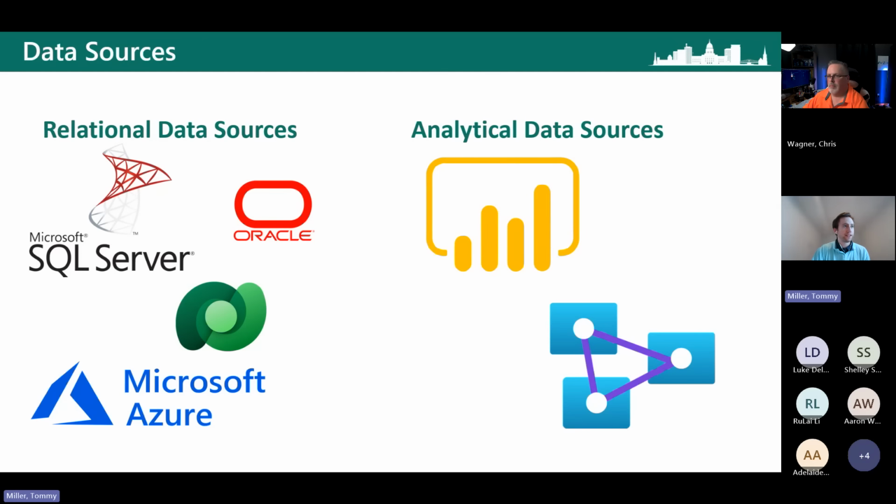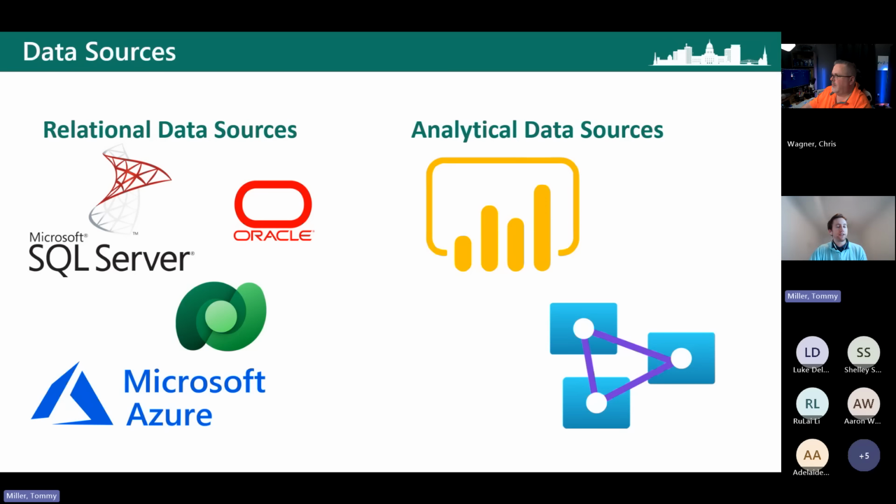And continuing on data sources, you're going to find with paginated reports, you can really connect to most all of the same data sources that you can with Power BI Desktop. So from a relational data sources perspective, we've got our big players like Microsoft SQL Server, Oracle databases, Microsoft Dataverse, and Microsoft Azure. From more of an analytical data sources perspective, you are able to connect Power BI paginated reports to your enterprise semantic models or even Azure Analysis Services data.